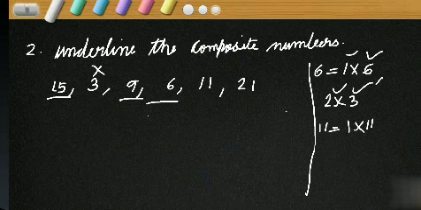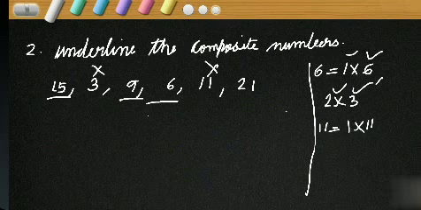Can you find 11 in any of the tables? No, 11 has only 2 factors. That means 11 is a prime number. So do we need to underline 11 here? No, why? We need to underline the composite numbers only. But 11 is a prime number, so we need not underline it.